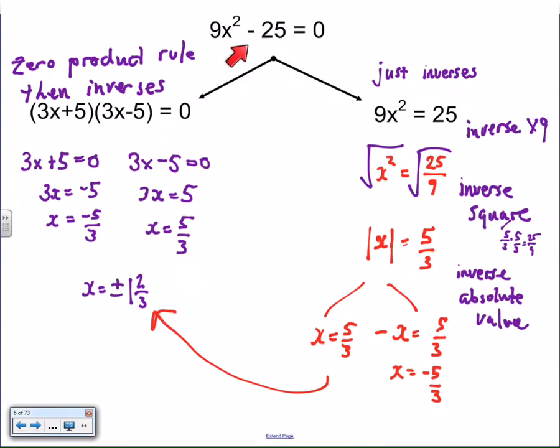The point of showing you this is the inverse approach is an entirely different logical approach than the zero product rule approach. And in many, if not most, quadratic equations, the zero product rule is going to be more frequently used than the inverse rule, at least in high school math, like I said.